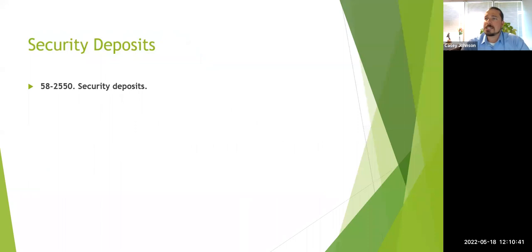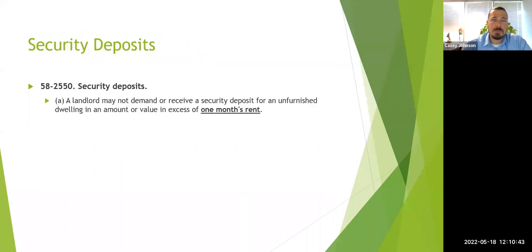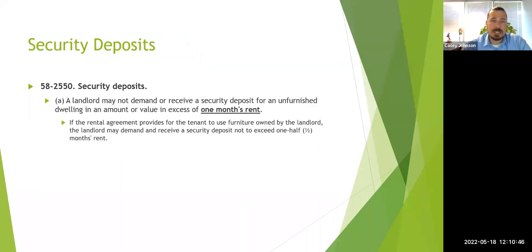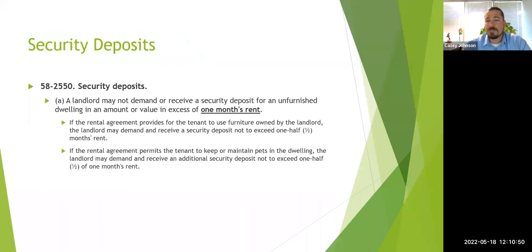For security deposits, Kansas law limits security deposits to 1 month's rent unless the property is furnished, and then they can charge an additional half-month rent, or if they have pets, then they can charge an additional half-month rent. So it can be 2 months total, but it can only be 2 months if it's furnished and if they have a pet.